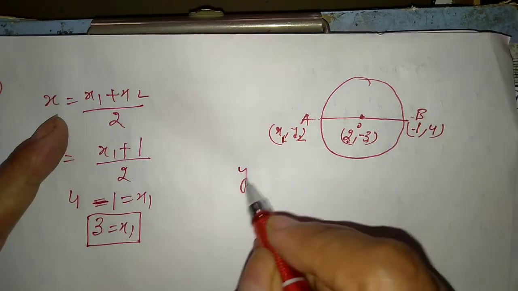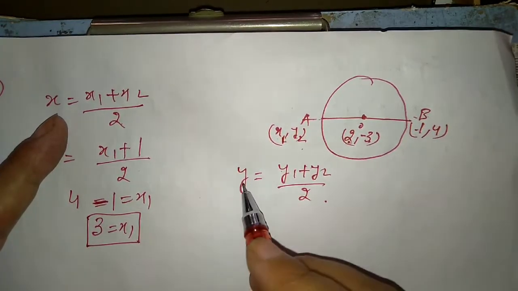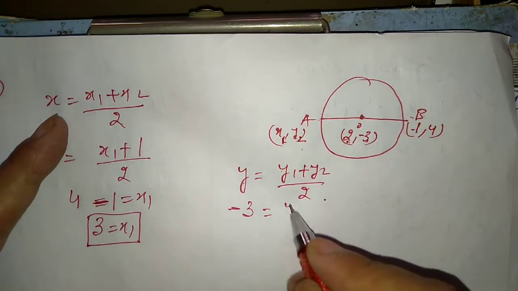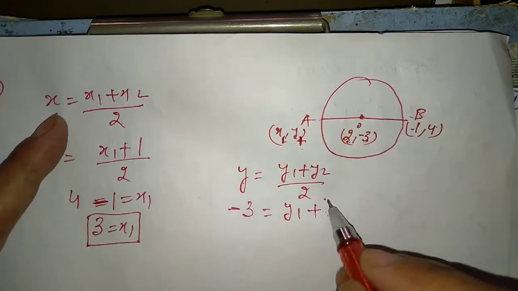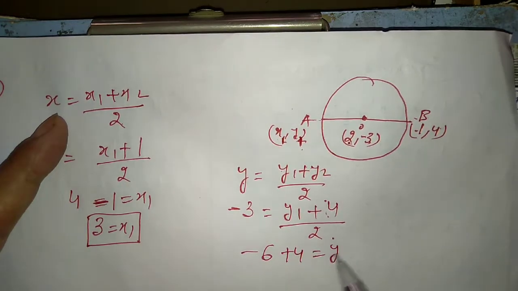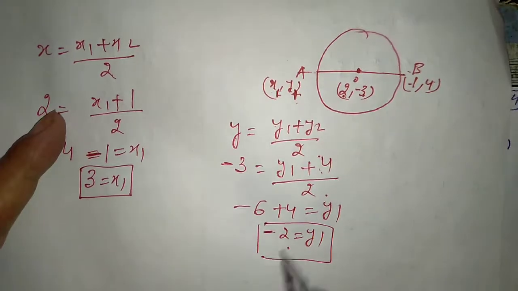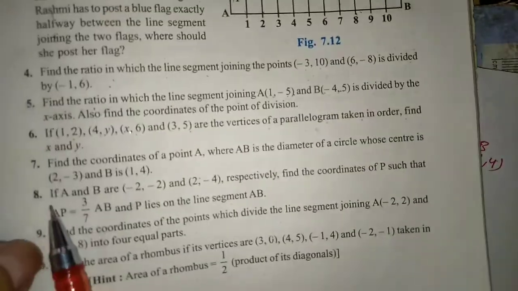Similarly we can find y, which is equal to (y1 plus y2) upon 2. Y is minus 3 and y1 we have to find, y1 plus y2 is given 4, upon 2. So minus 6 plus 4 is equal to y1. So here we have minus 2 is equal to y1. This is the answer. Now we can do question number 8.